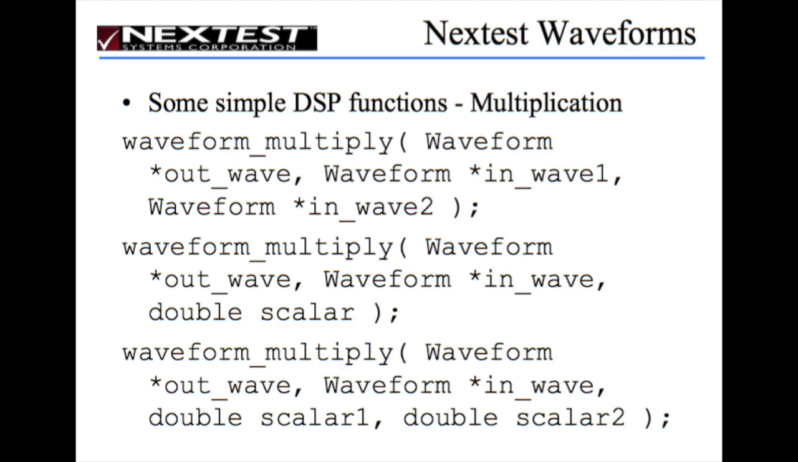Waveform multiply, so you can multiply two waves by each other, or you can multiply a waveform times a scalar. So you can basically gain up a waveform. Multiply it by 2, that's a gain of 6 dB, right? So multiply it by 10, that's 20 dB. So it's really cool.